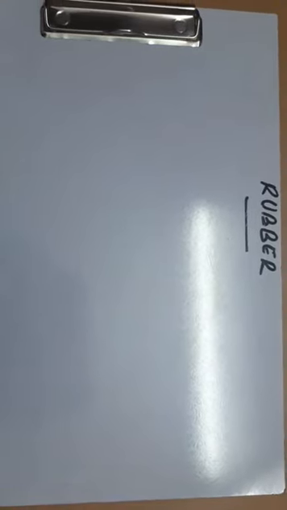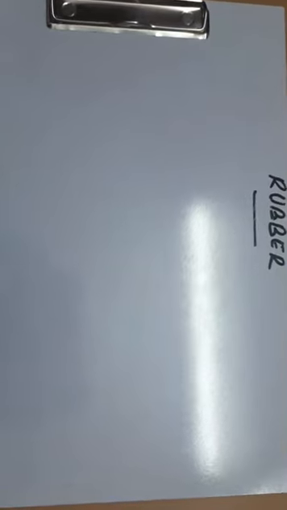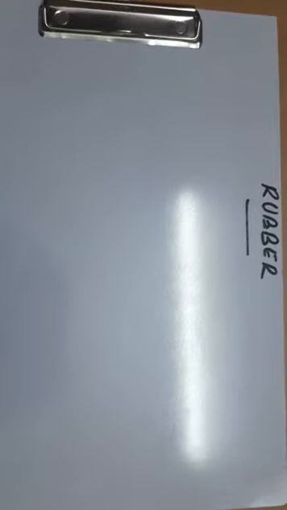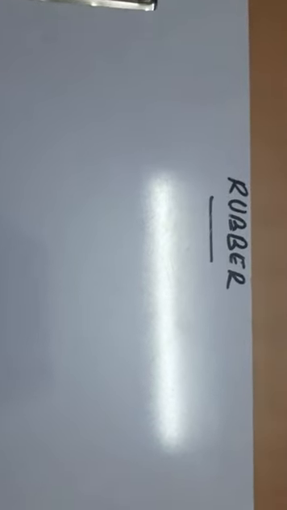We are going to see rubber. Rubber is a natural polymer. It is termed as elastomers. Generally, we get rubbers from rubber trees, that is latex. It is mixed with water, and it gets coagulated.